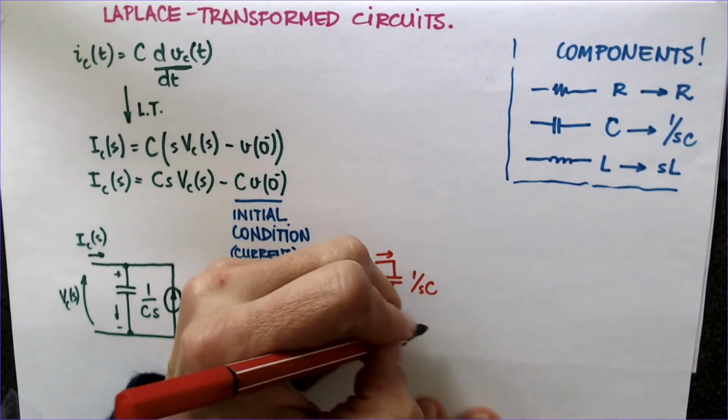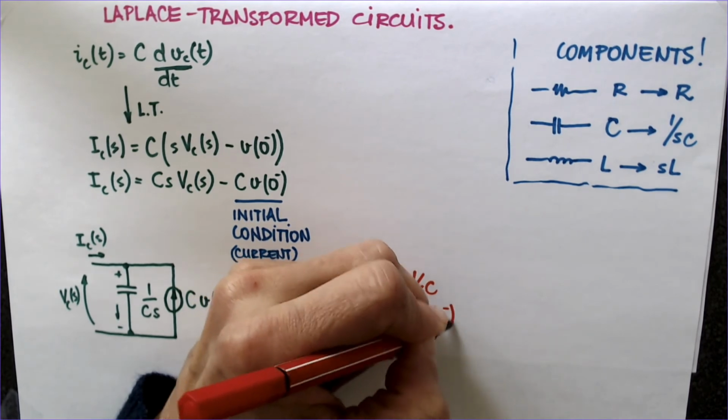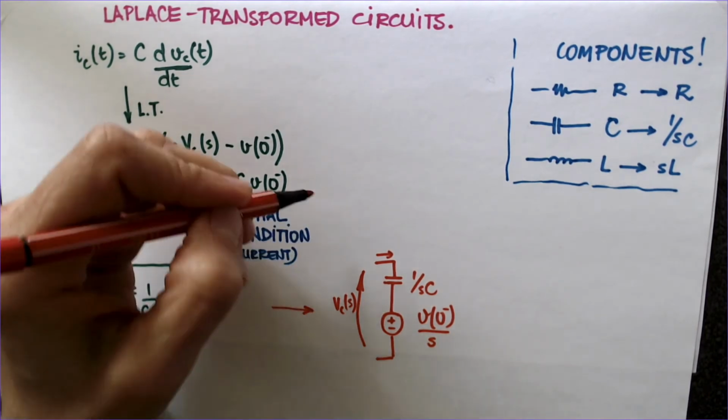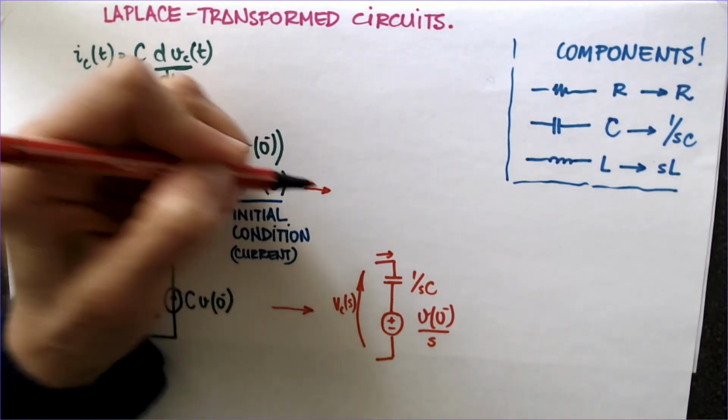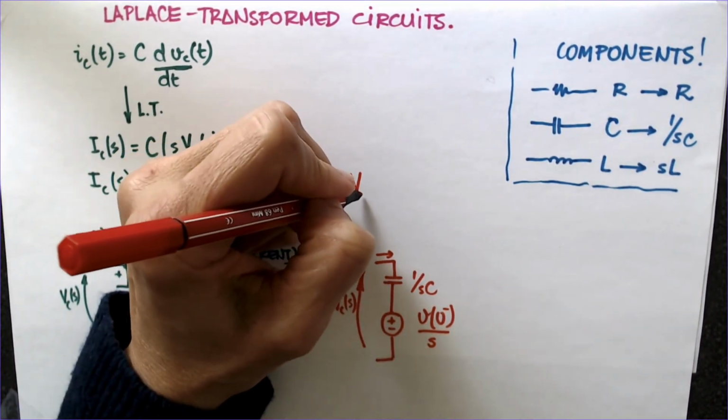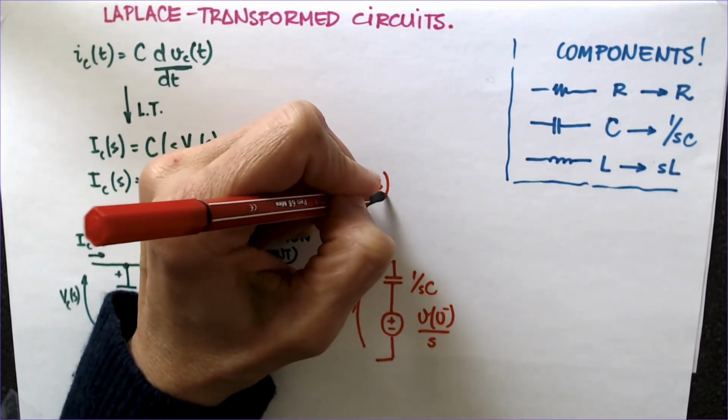So now I'm multiplying those two and getting V of 0 over s. This voltage supply is just the initial condition of the capacitor. If we have 0, then there's nothing. There is just a short between the bottom of the capacitor and ground, or the bottom of that circuit.